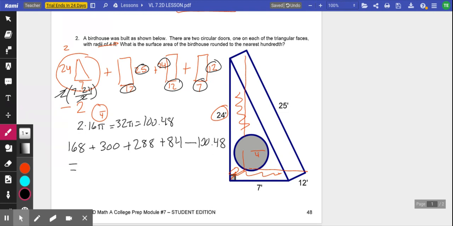Then I'm going to put all my numbers together. And again, this is approximate because I had to use pi, and I estimated it as 3.14. This goes around to the nearest hundredth, so we'll go there. So 168 plus 300 plus 288 plus 84 minus, because we got to take out the circles, 100.48. And I get about 739.52. And we're in feet, so feet squared. Again, for pi, I use 3.14.